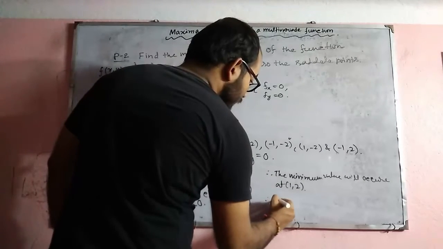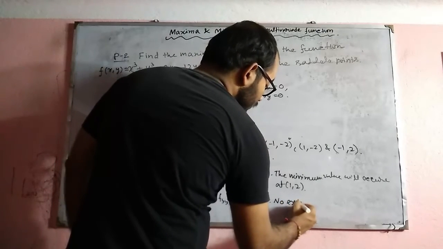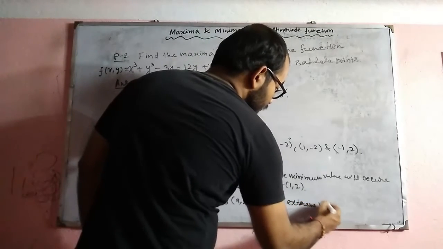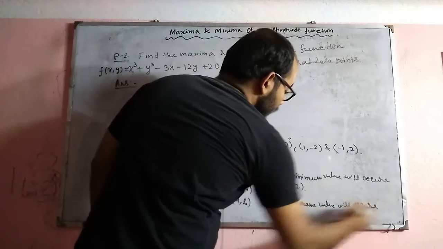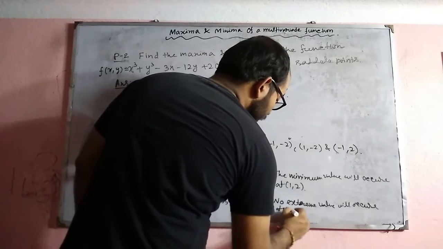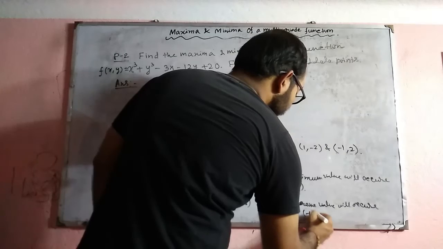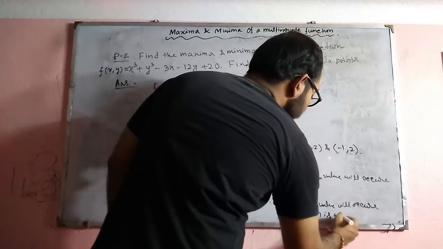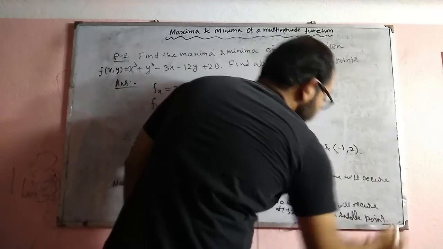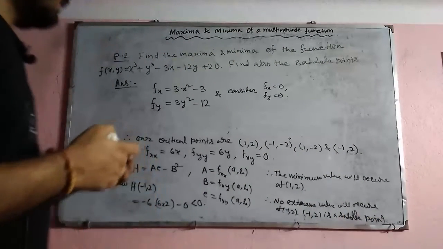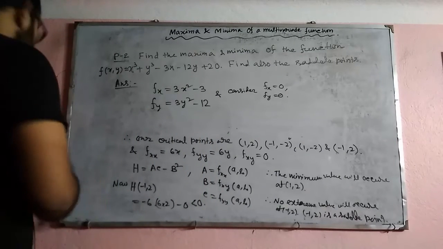So no extreme value will occur at minus 1, 2. Okay, and minus 1, 2 is the saddle point. Minus 1, 2 is the saddle point. Okay.